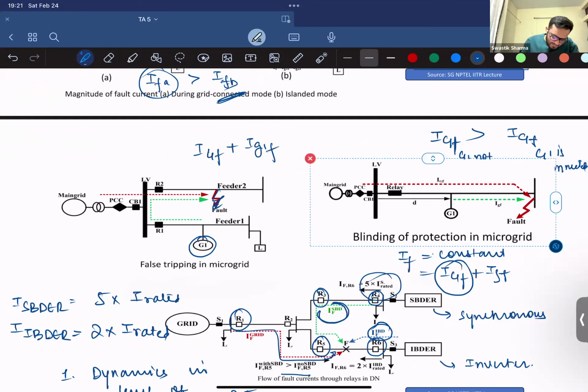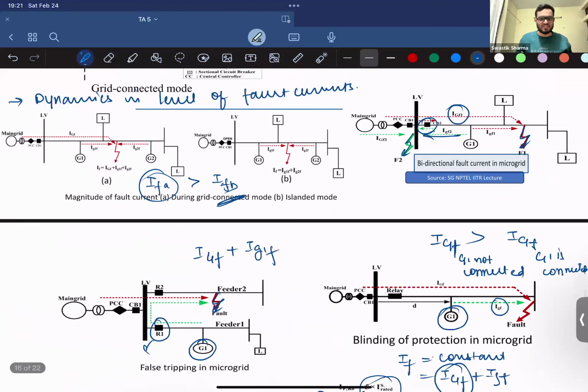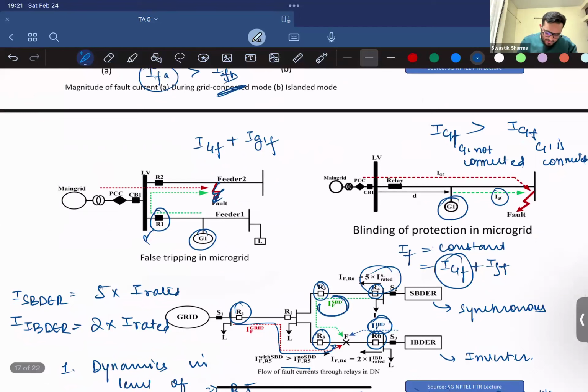Let's say this R1 was also designed to manipulate the dynamics in level of fault current as well, right? What was the dynamics? That if the fault current changes due to islanding, it should be able to tell. So let's say it was able to tell that this is supplying fault current, and since the main grid is supplying power to the fault current, it would supply power to this feeder as well, because it has already found a path of minimum impedance. So the whole current is flowing to the feeder 2.